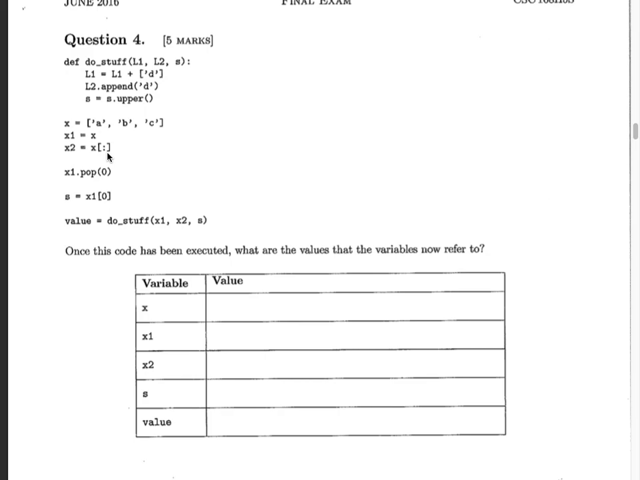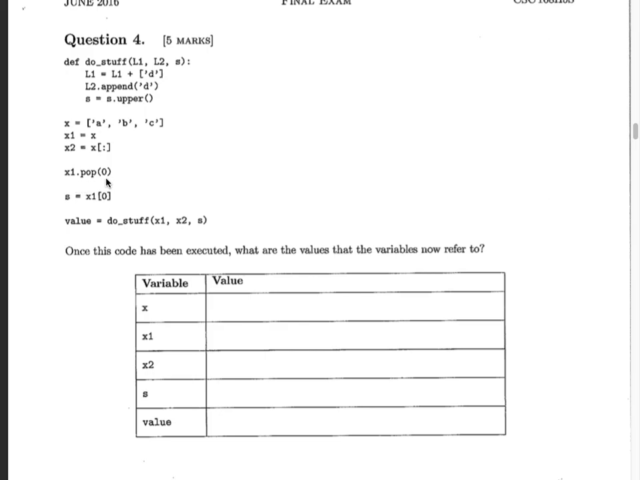Now, I always forget this. When we slice, is that creating a new object? No, I don't think that'd be very efficient. Well, you guys tell me what this outputs. Okay, so X is A, B, and C. X1 is X. X2 is the whole slice of X. And then we pop something from X1.